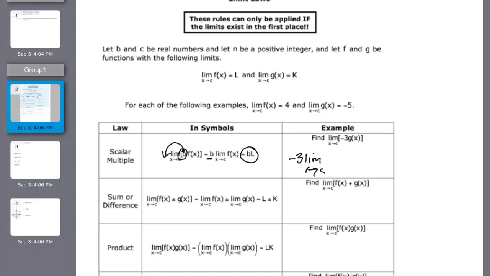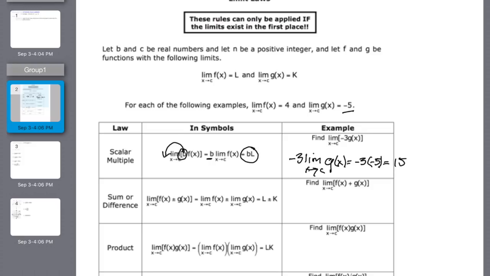That's x is approaching c of g of x. And then we can evaluate what g of x is above. We know that g of x is equal to -5. So of course this would be equal to a positive 15. Okay, so that's kind of what that rule says.